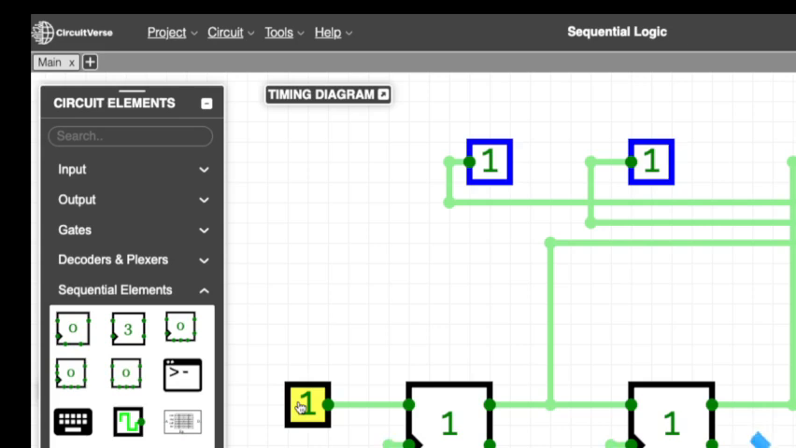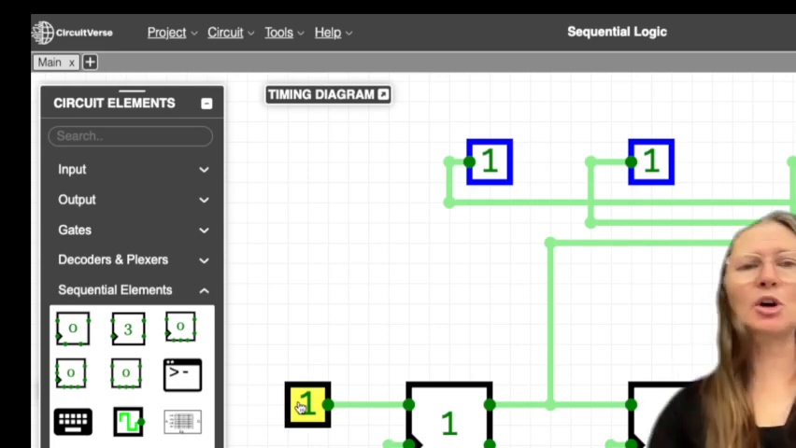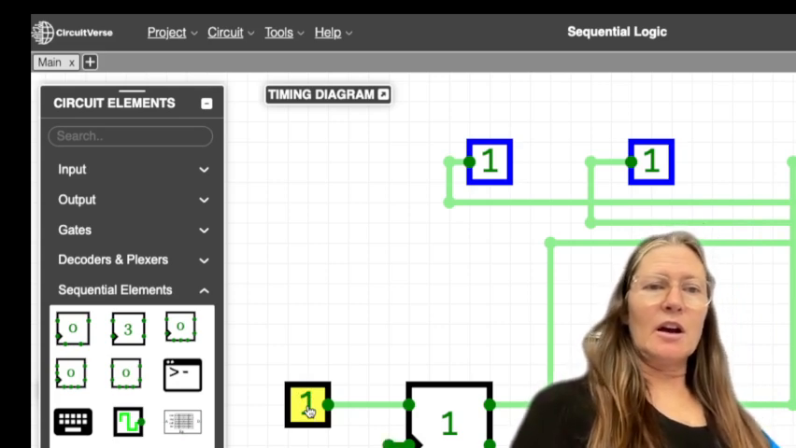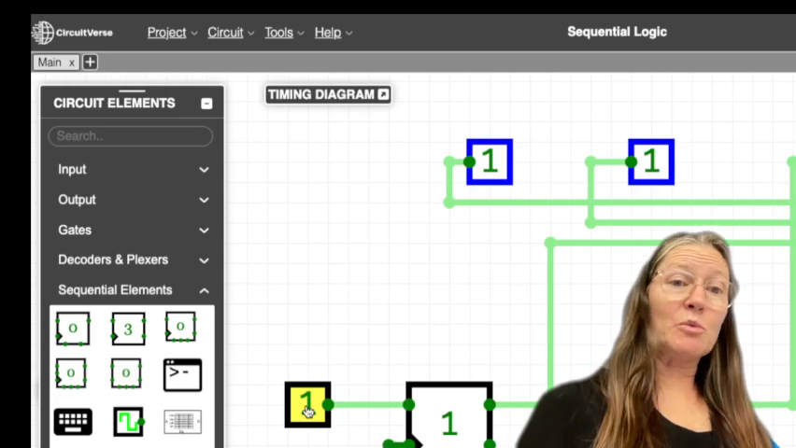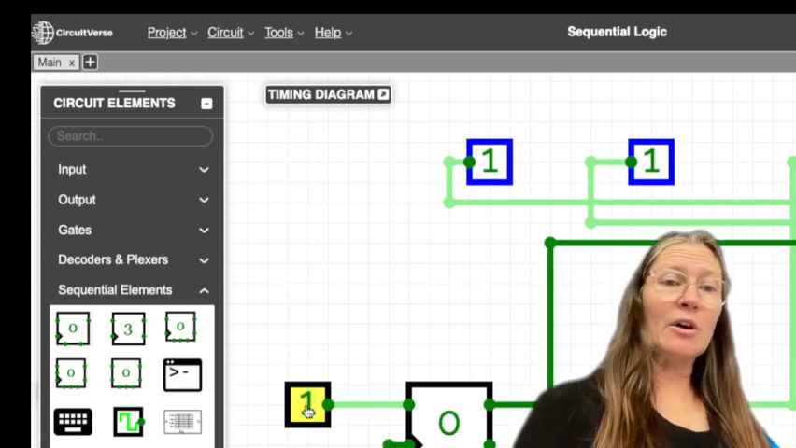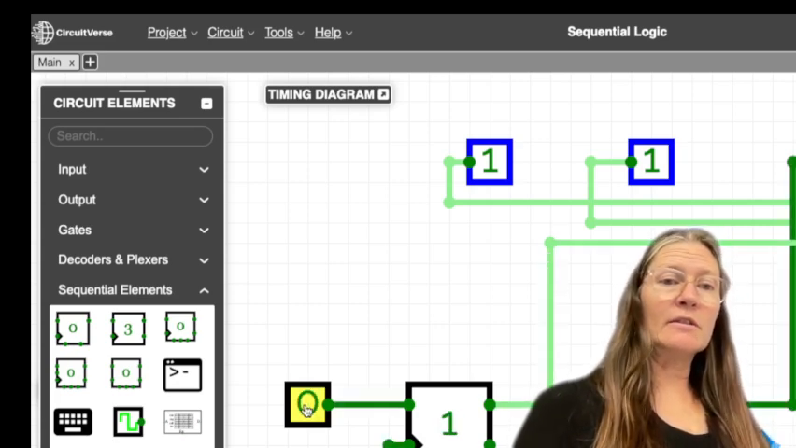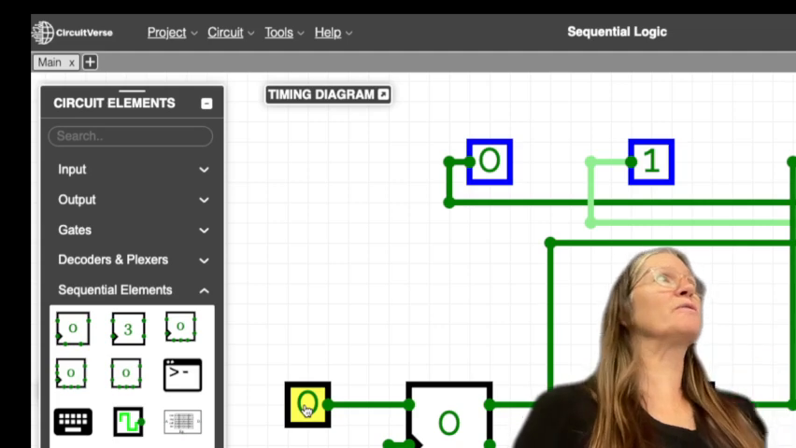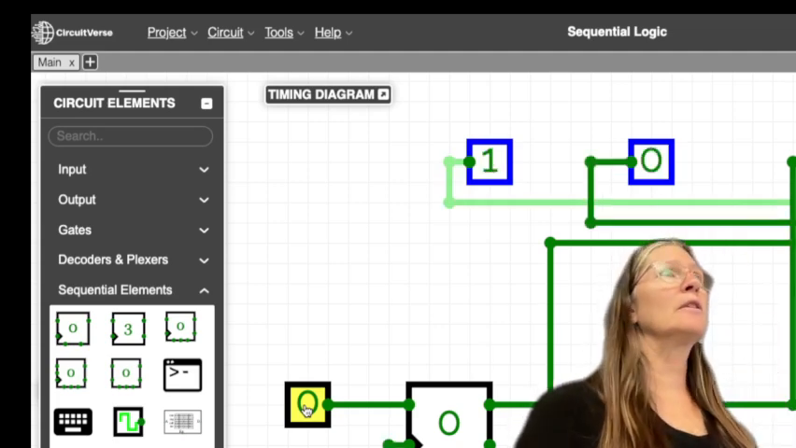Okay, so say I want to put in like a 1010. I would need to change my input manually at each clock. So I'm going to say, okay, now I'm starting. So I have a 1, now I have a 0, now I have a 1, then I have a 0. So I have to time it with the clock so that it changes before the next clock cycle comes in.